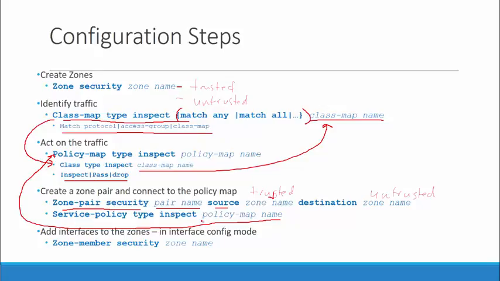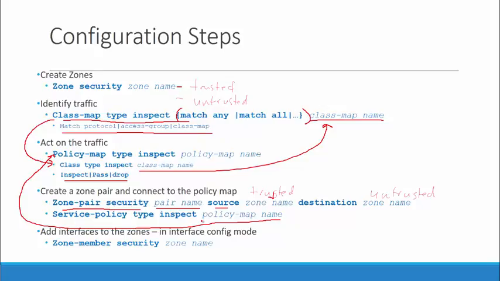And finally, we're going to add interfaces to our zone. We'll go into the interface configuration mode. So if I want to add gigabit 0 to our trusted network, I'd go into gig 0, or 0/0 or whatever, go into the interface configuration, then type the command zone member security, and then the name. So in this instance, it would be zone member security trusted.